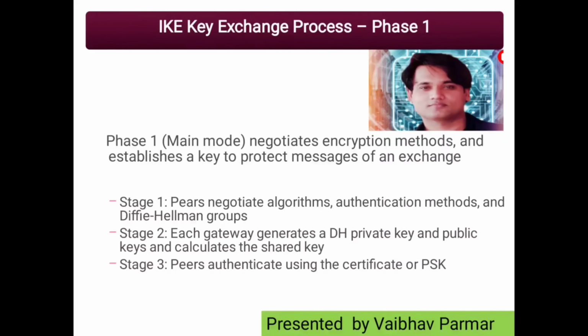The following describes the various stages of phase 1. Phase 1 contains 3 stages. Stage 1, peers negotiate algorithms, authentication methods, and Diffie-Hellman groups. In stage 2, each gateway generates a Diffie-Hellman private key and public key and calculates the shared keys. In stage 3, peers authenticate using certificates or a PSK. Each side generates a symmetric key based on the Diffie-Hellman key and the key material exchanged between sides.